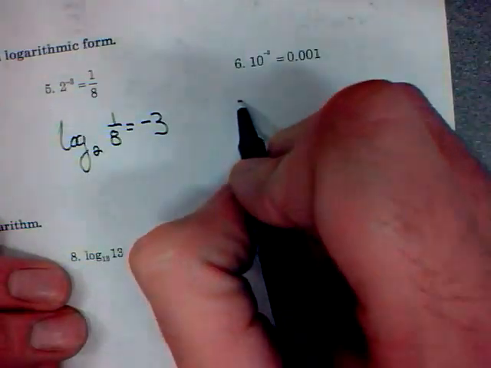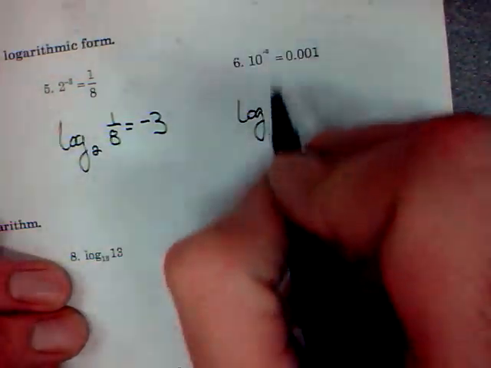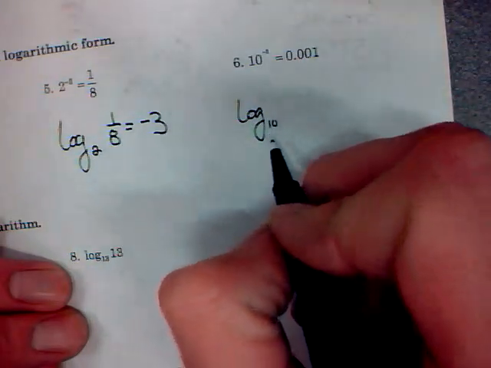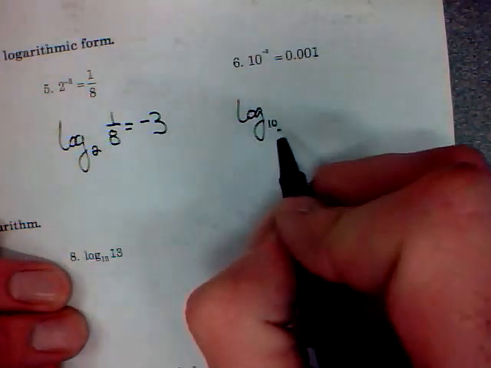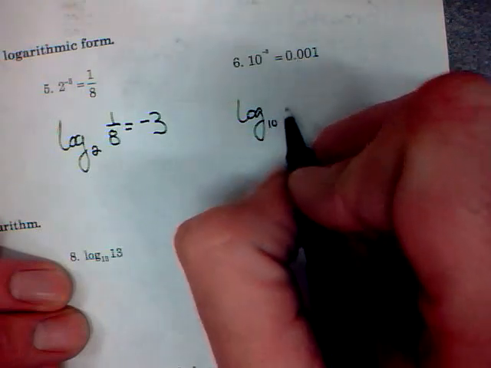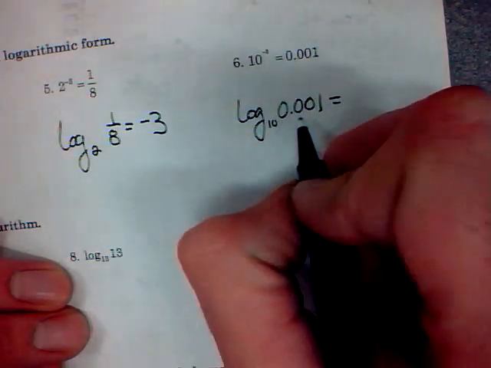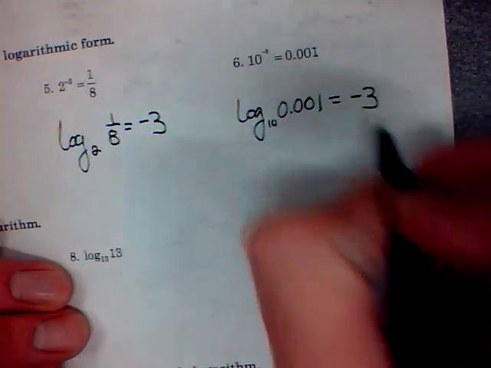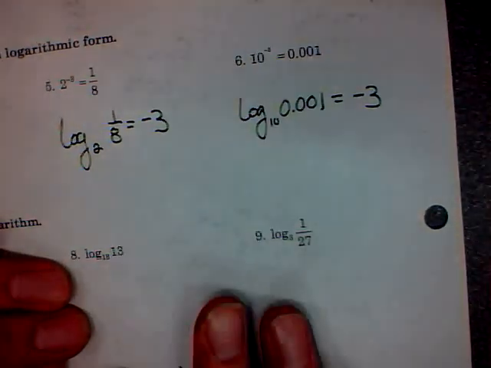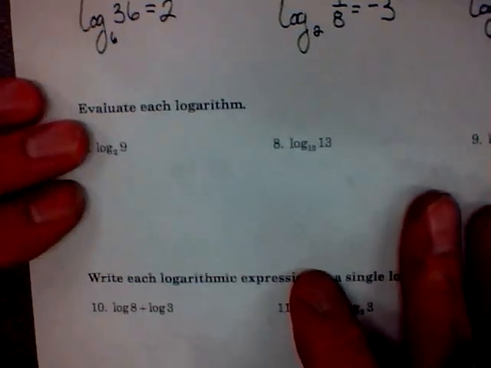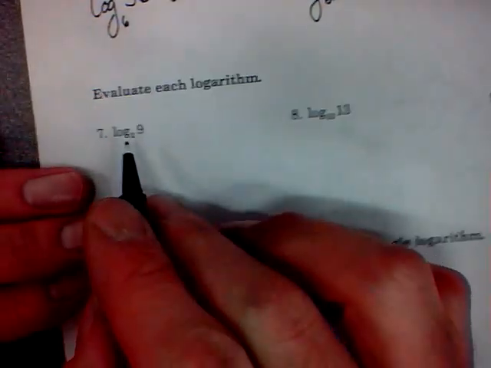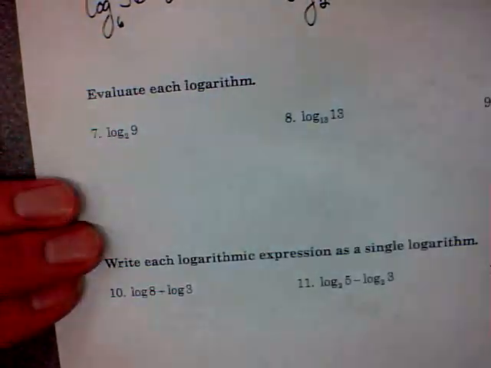On number 6, this is log, your base, which is 10, which you do not need to write, but you can. Your answer, which is 0.001, equals your power, which is -3. Okay. In the next section, we're just going to get practice evaluating logs.